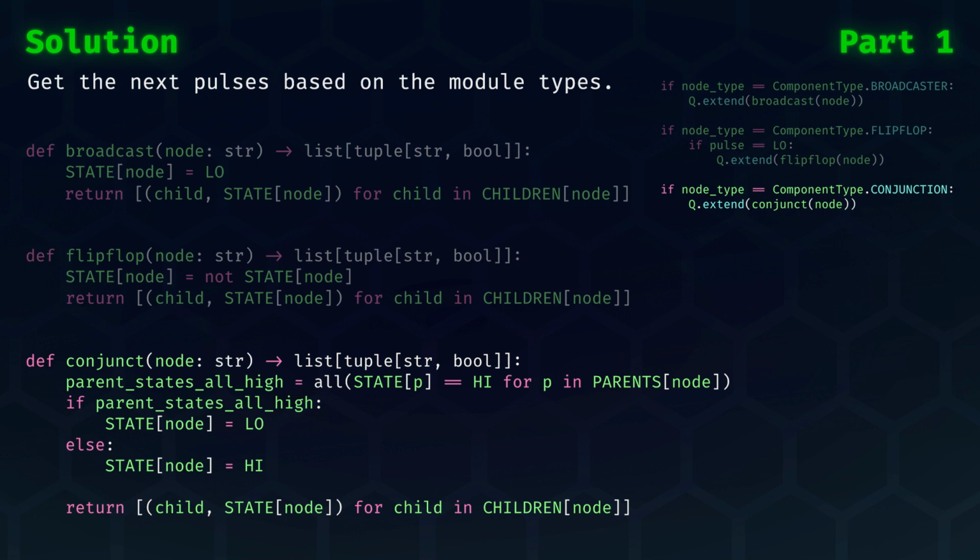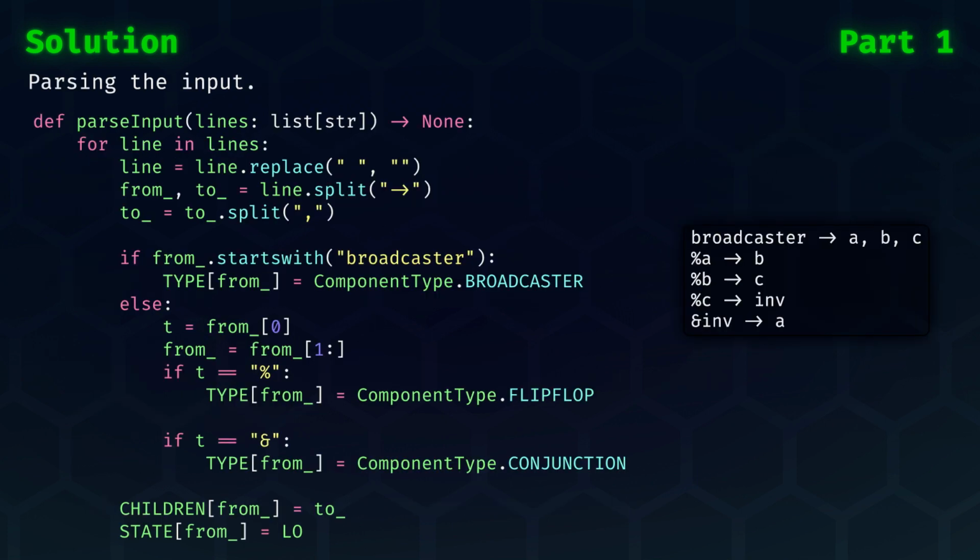All that's left is parsing the input data, so for completeness' sake, here it is. I don't think the string parsing is that important here, but please make sure that you understand how the dictionaries with states and children are filled based on the input, as this is our graph representation.